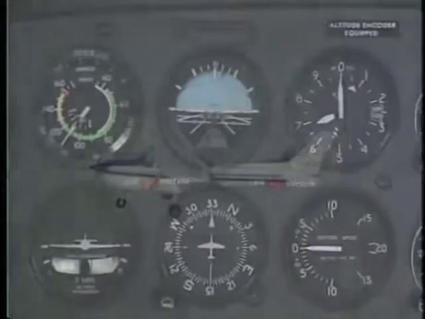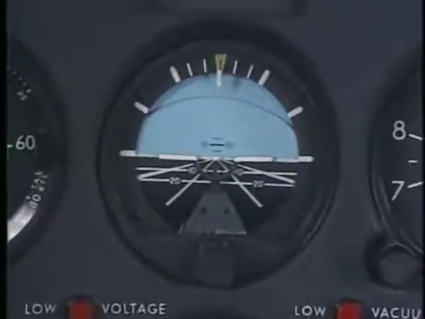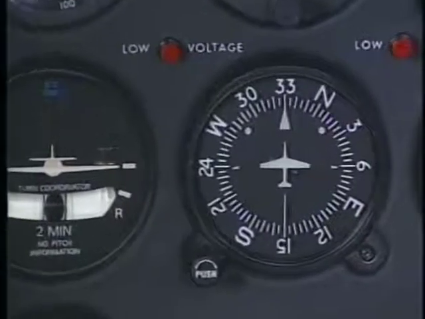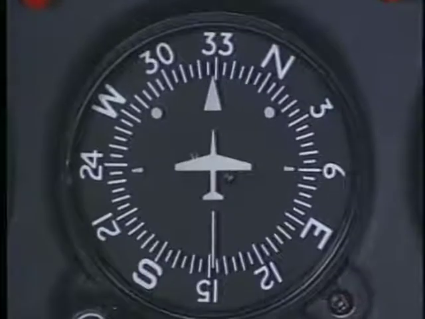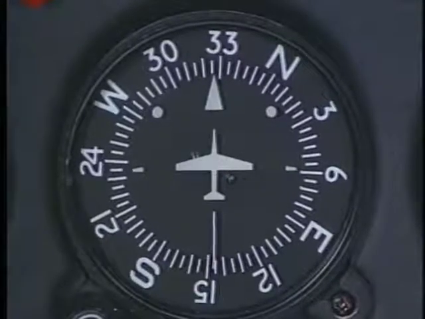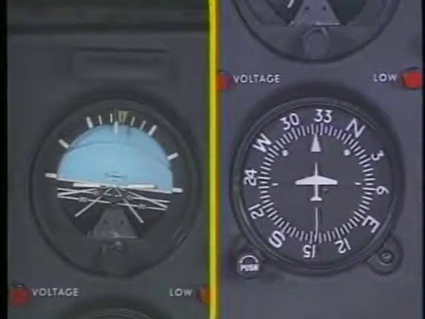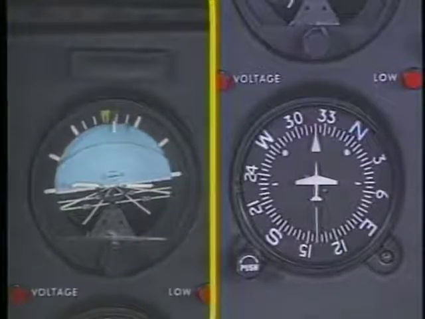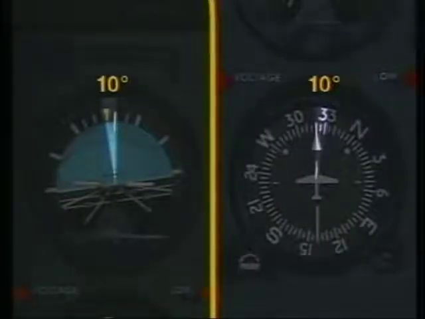To maintain the desired heading, establish a wings level attitude on the attitude indicator. Then, monitor the bank instruments for any deviation. If you drift off your desired heading, adjust the attitude indicator to a bank angle that will correct the deviation. You should use a bank angle that equals the number of degrees of correction, as long as it doesn't exceed a standard rate turn. For example, if you're 10 degrees off your desired heading, you should use a bank of 10 degrees to get back on course.